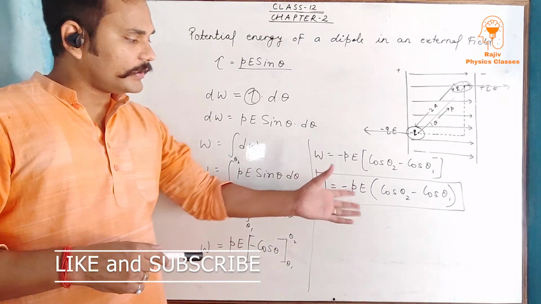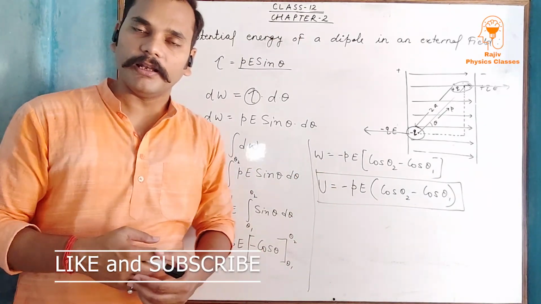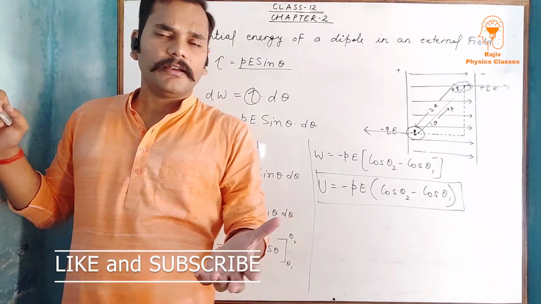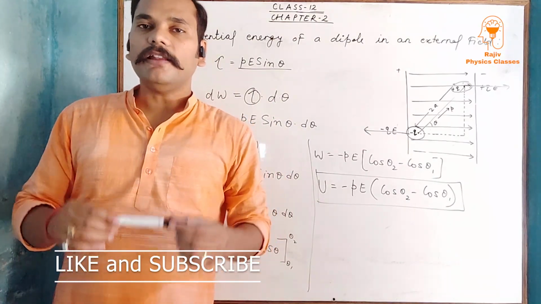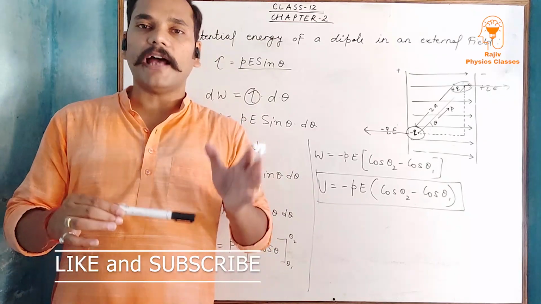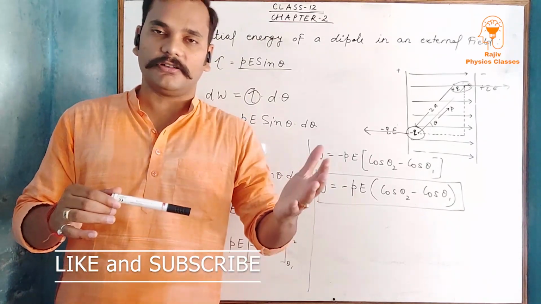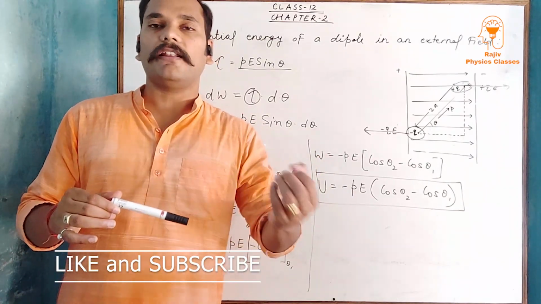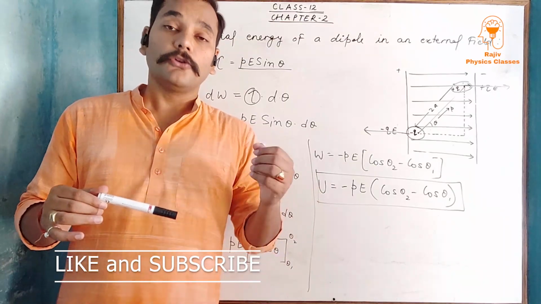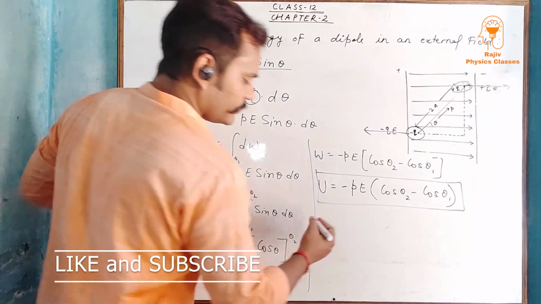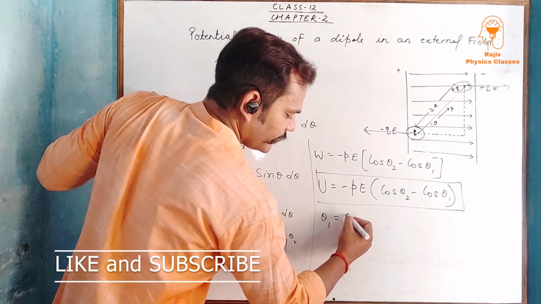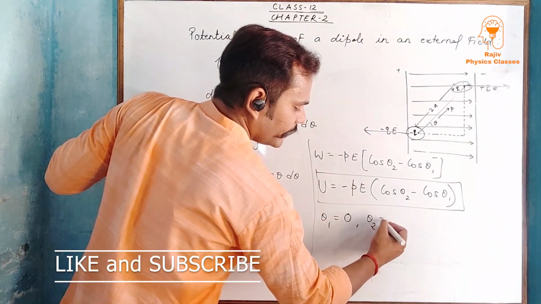Again, if we think over this derivation here, it may be possible that initially the angle is, suppose, 0. That means the dipole is placed in the direction of the electric field, and we apply work to rotate the dipole by an angle of theta. Then see what situation will come if theta 1 is 0 and theta 2 is theta.